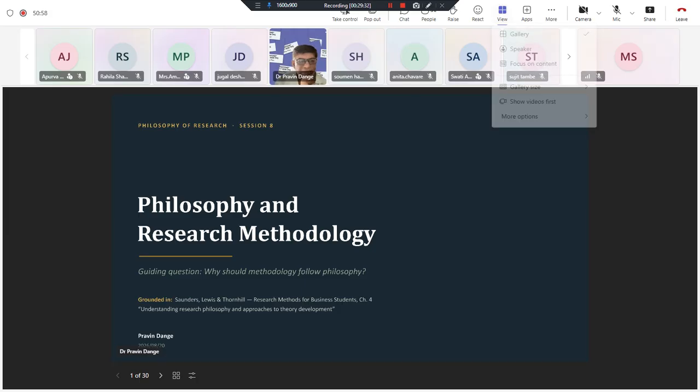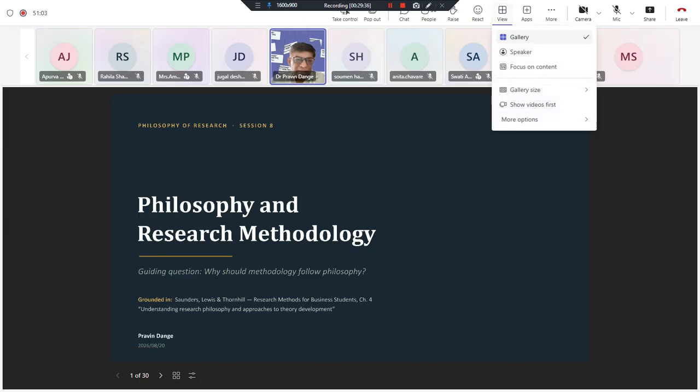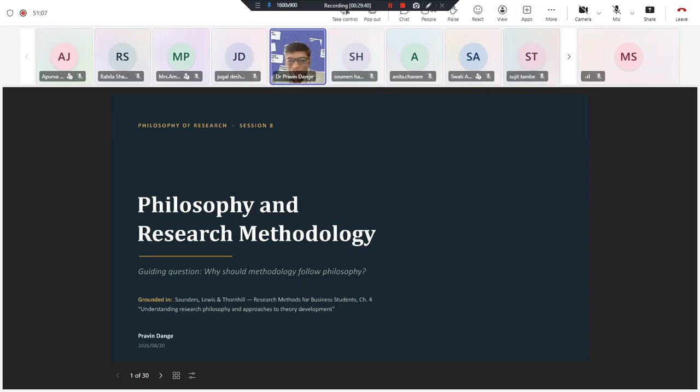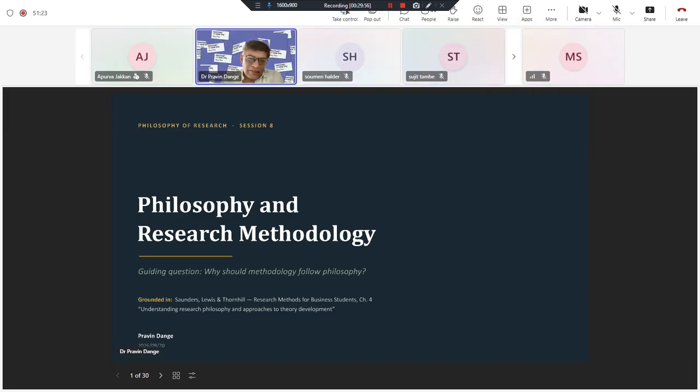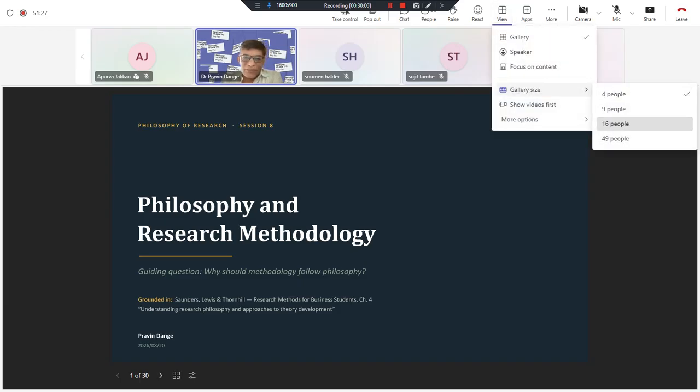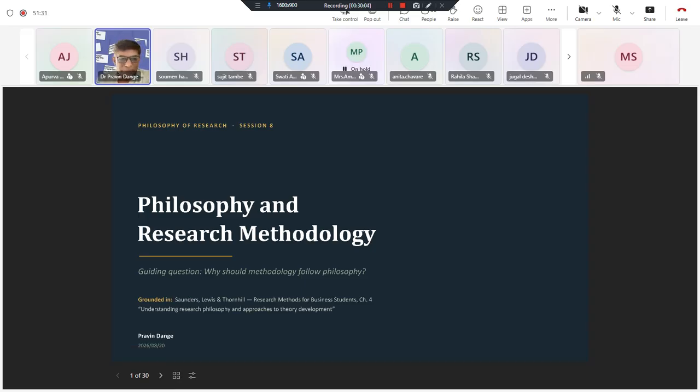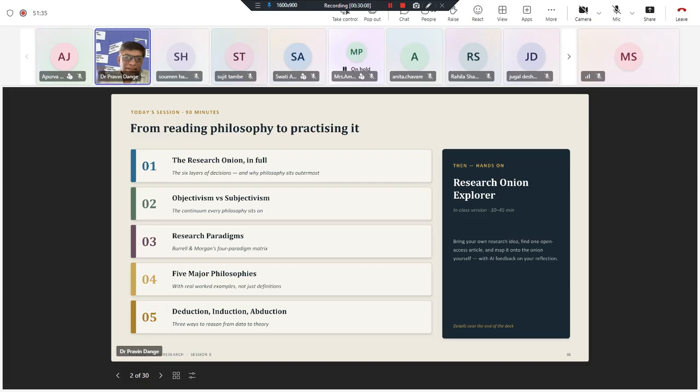Yes. So today's session is philosophy and research methodology. The guiding question is why methodology should follow philosophy and help us build our research onion based on what Saunders talked about, and that is the core of this course and the outcome. If we could reach that outcome, that's the purpose of the course, right? And of course, we'll spend the next two sessions understanding philosophy a little better and connecting whatever we do today and contextualizing it better. So today's agenda is to understand the research onion in full, understand objectivism versus subjectivism, understand research paradigms, the five major philosophies which we must know about, and the different perspectives: deduction, induction, and abduction.